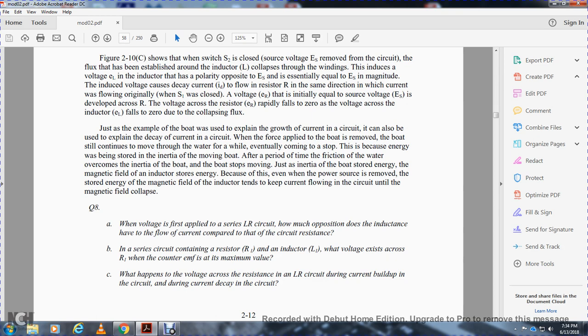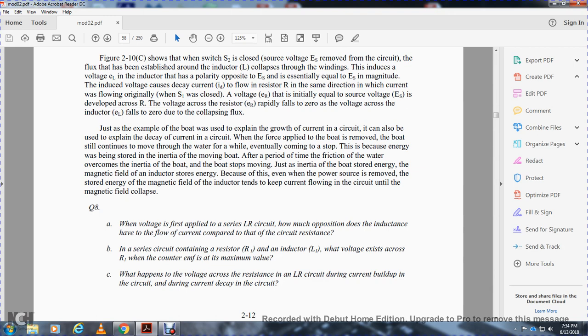Question A: what is the voltage applied in the series inductor-resistance circuit? However, the inductance opposes the flow of the current, compared with the circuit of resistance alone. In the series circuit of resistor 1 and inductor 1, the voltage exists across resistor 1 with the current at the maximum value. Or what happens to the voltage?